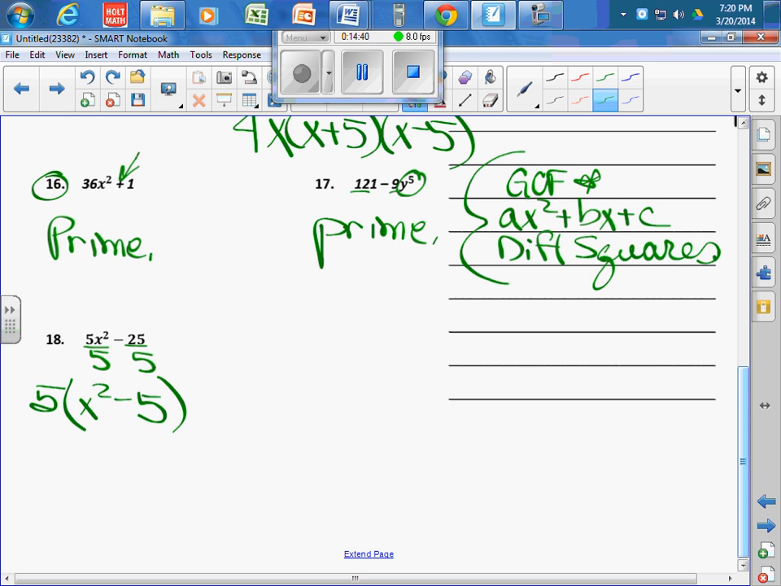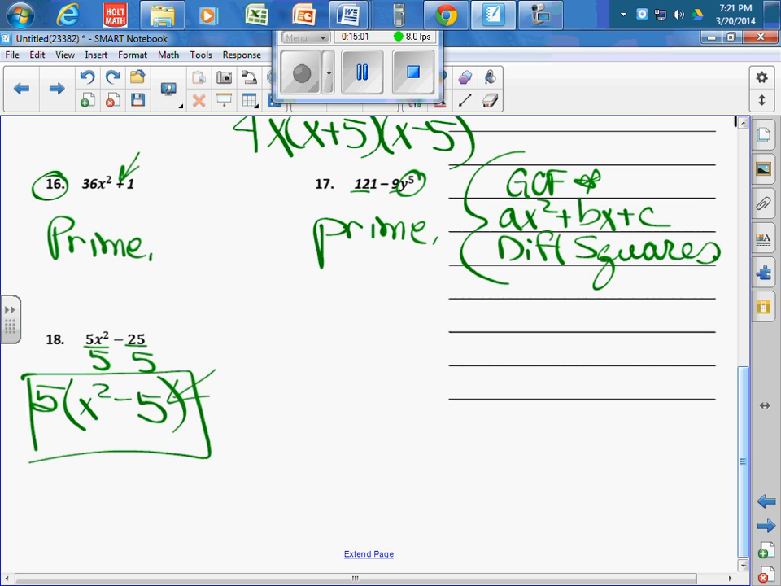Now, is the x squared minus 5 a difference of 2 squares? No, because that 5 would have to be a perfect square in order to be able to factor this using difference of 2 squares. So we're done at this point. It's 5 times the quantity x squared minus 5.